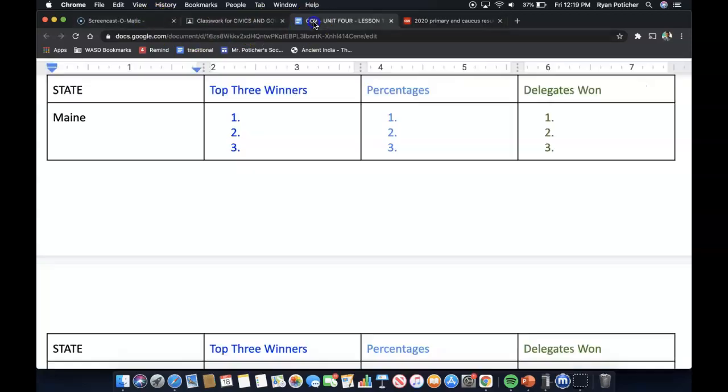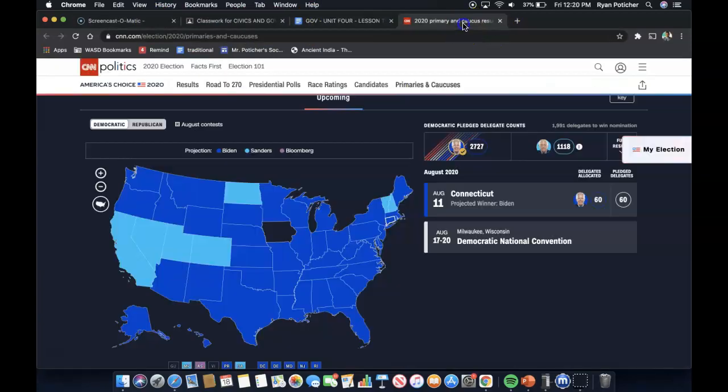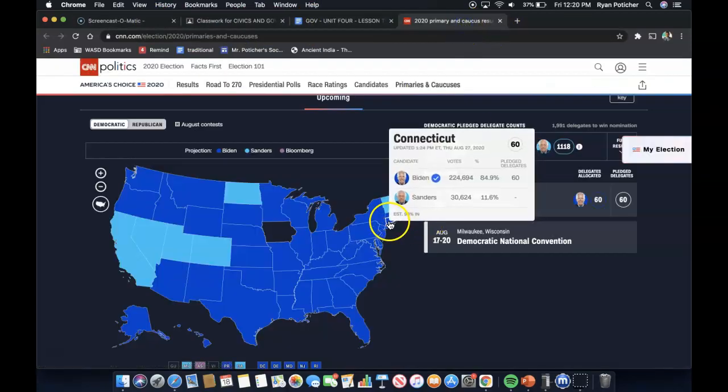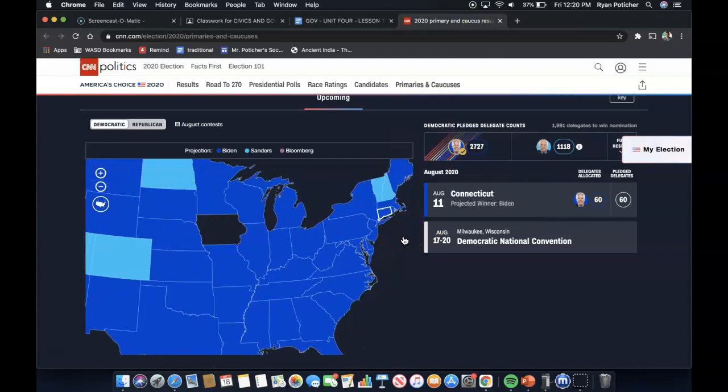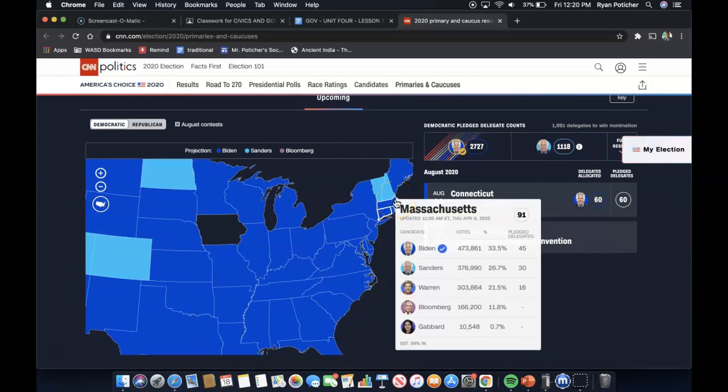Let's move on to the next one here. Massachusetts. Okay, so the state of Massachusetts, and we might have to zoom in for this one here, which is fine. Joe Biden won the state of Massachusetts, followed by Bernie Sanders, followed by Elizabeth Warren. Joe Biden came in at 33.5% of the vote, followed by Bernie Sanders at 26.7%, followed by Elizabeth Warren at 21.5%. Joe Biden won 45 pledged delegates, Sanders won 30, Elizabeth Warren won 16. Interestingly enough, this was Elizabeth Warren's home state.